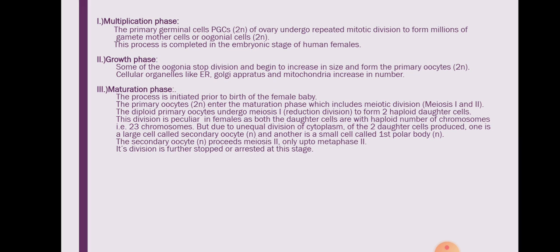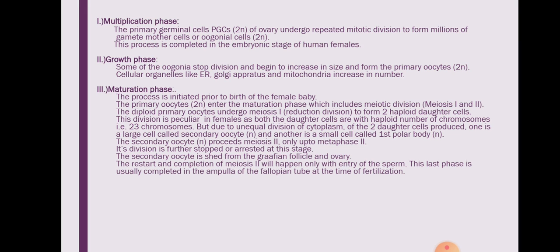The secondary oocyte proceeds through meiosis 2 up to metaphase 2. Interestingly, here also the process is stopped at metaphase 2 of meiosis 2. The secondary oocyte is shed from the Graafian follicle of the ovary. Now remember, the secondary oocyte is arrested at metaphase 2. This restarts and completes meiosis 2 when and only when the sperm fertilizes it.